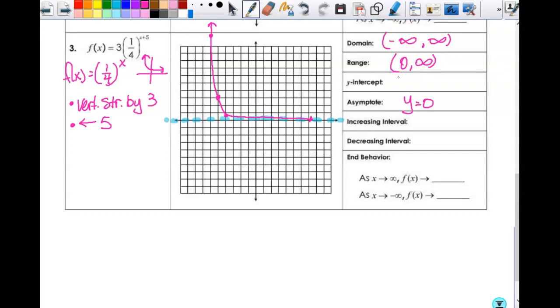Do you know the y-intercept? No, but do you have one? Yes, clearly I do. So we have to go find it. So we're going to find f of 0. That's equal to 3 times 1/4 to the 5th power.